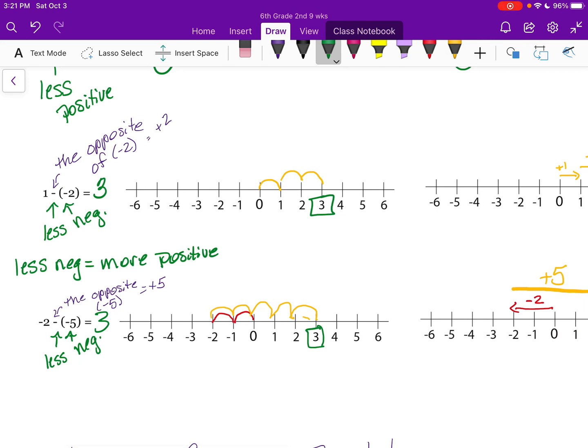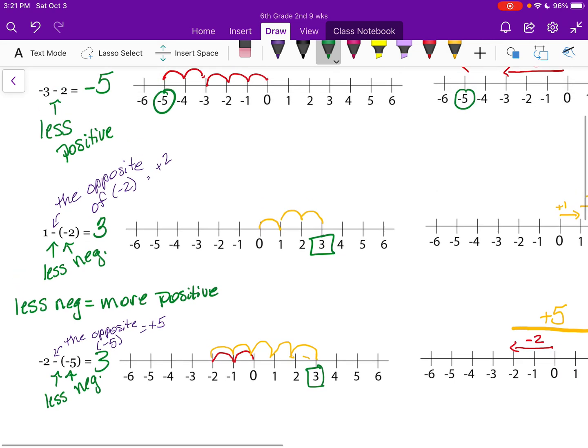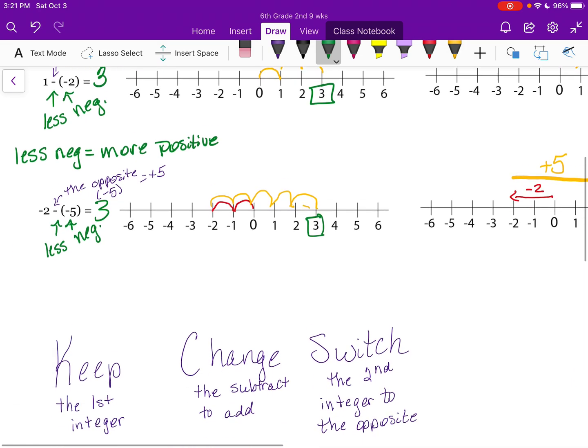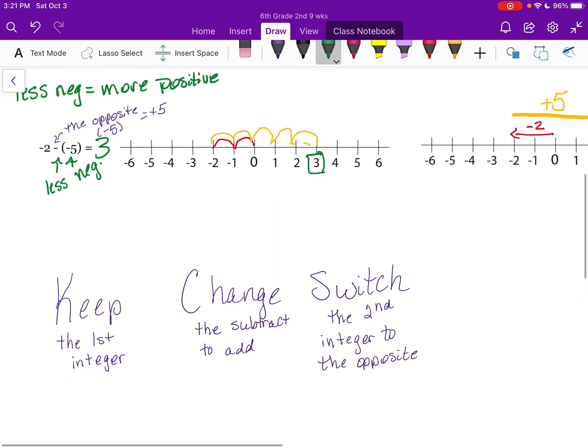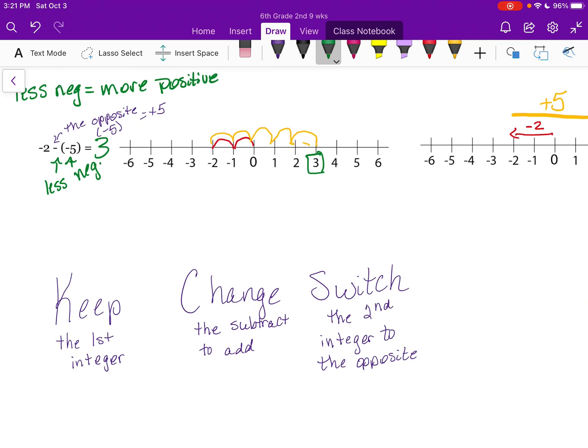Now this also lends us to this. We can also see our keep change switch in this. Okay, so we learned how to keep change switch to subtract. And so let's look how it fits. Okay, so it says we keep the first number, we change the subtract to add, and then we switch the second integer to the opposite.